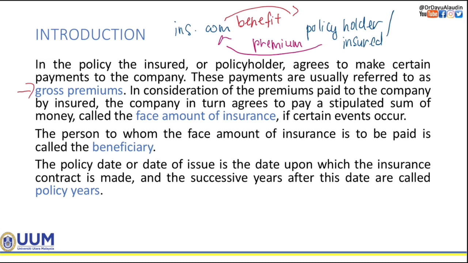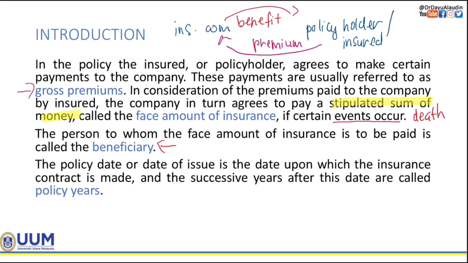In consideration of the premiums paid to the company by the insured, the company in turn agrees to pay a stipulated sum of money. So this is the benefit, or we call it the face amount of insurance, if certain events occur. So if it is life insurance, the event that occurs would be death. The person to whom the face amount of insurance is to be paid is called the beneficiary.